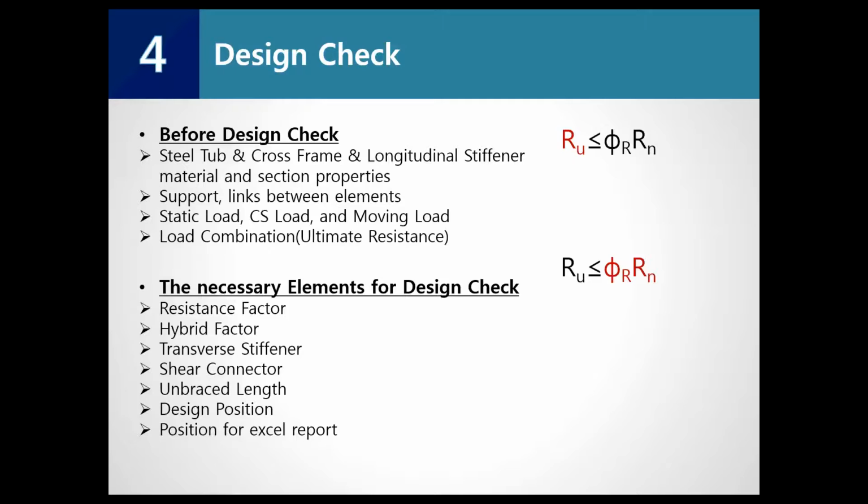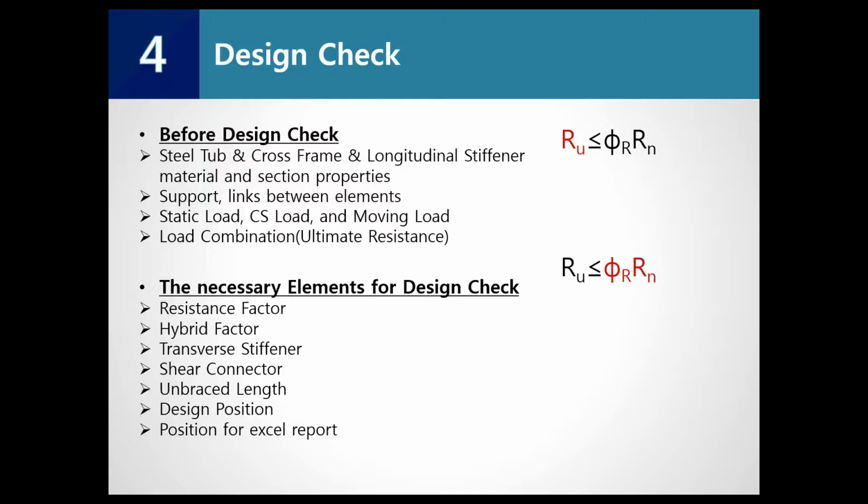After you complete your model file, for design check, you need to define the resistance factor on the right hand side. Also, if you have different material properties on the top flange, web, and bottom flange, you need to set up the hybrid factor. And also, if you have a transverse stiffener, you can also define it in the design check settings.